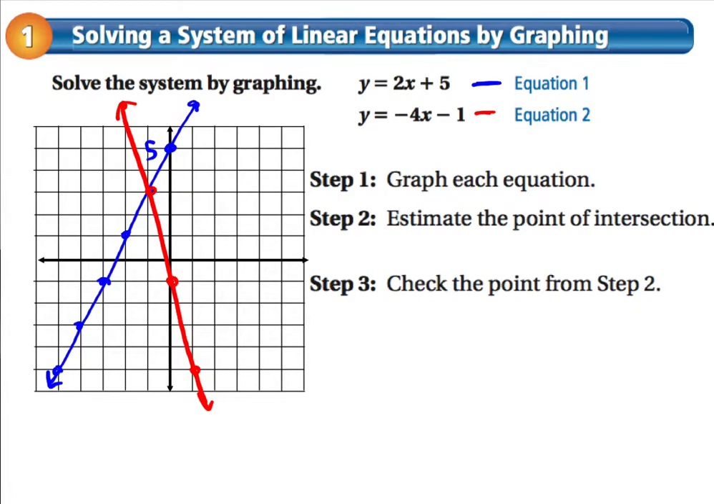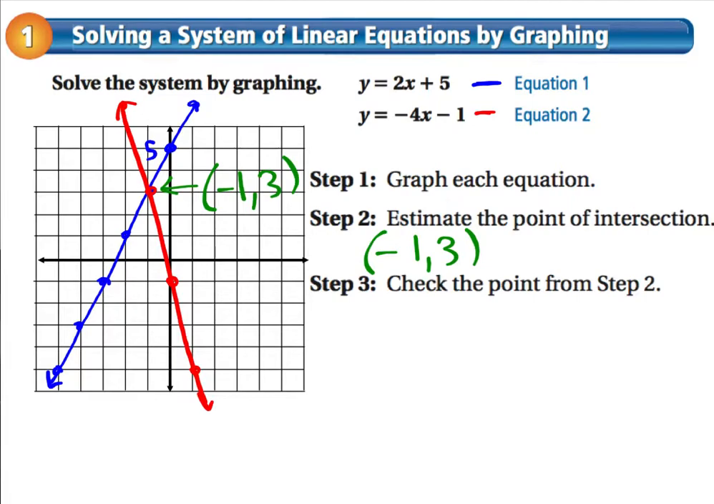Estimating the point of intersection. Well, it sure looks like it is crossing exactly right there. That is the point negative 1, 3. So it looks like the solution is negative 1, 3. Now we're going to just quickly check that solution in both equations.